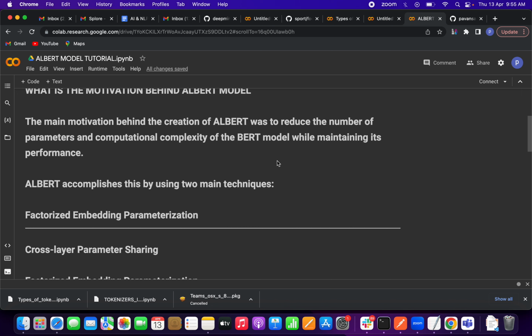So how did they achieve this? They follow two techniques. One is factorized embedding parameterization. The second one is cross-layer parameter sharing. These two techniques are very important, and they proposed them in this Albert model. So let's go into these two techniques, friends.